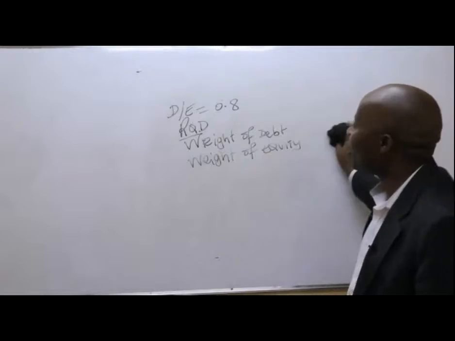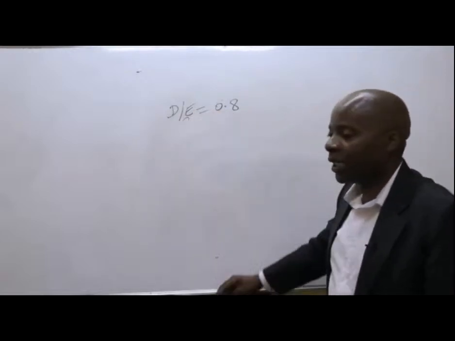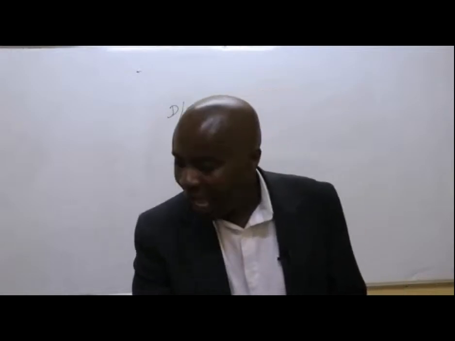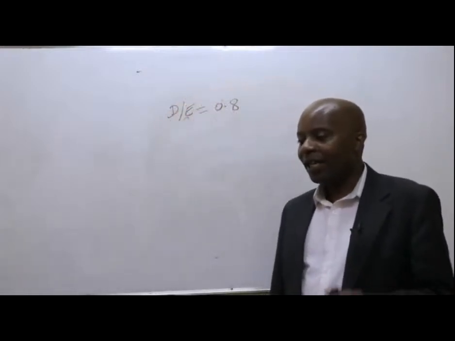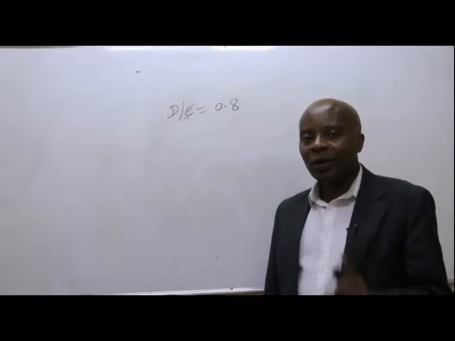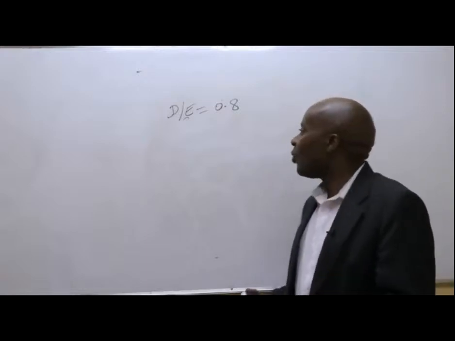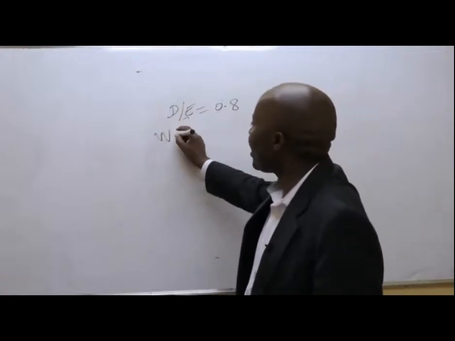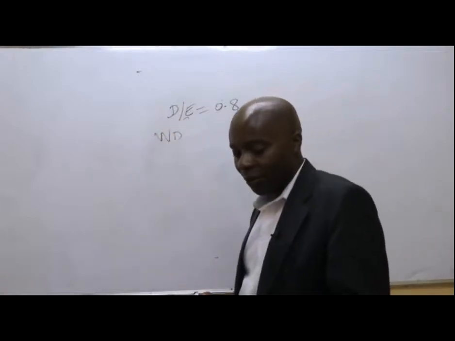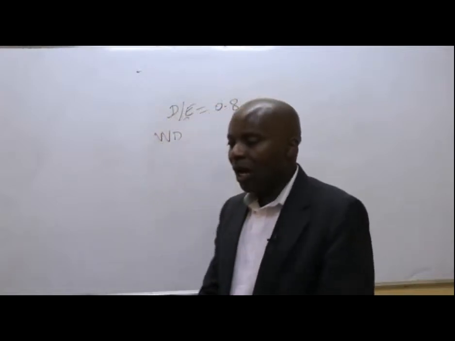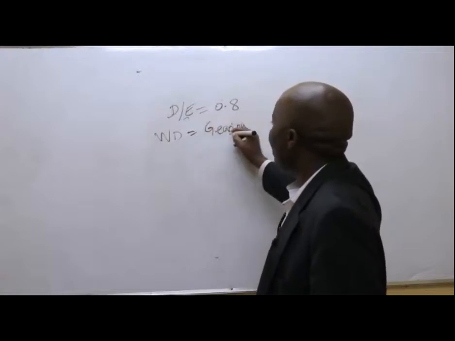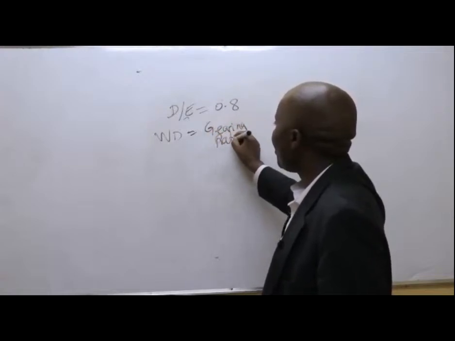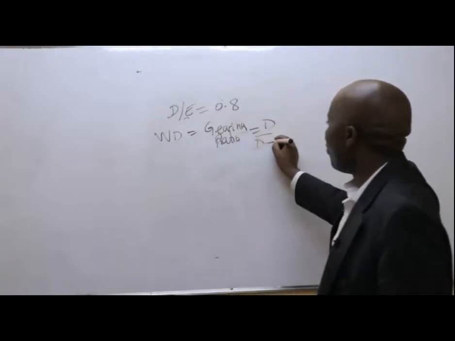Now, anytime they want you to give them the weight of debt, ladies and gentlemen, they basically want you to ascertain the gearing ratio. So gearing ratio is the same as the weight of debt. Weight of debt, which you normally take as WD, is the same as gearing ratio, whose formula is debt all over debt plus equity.